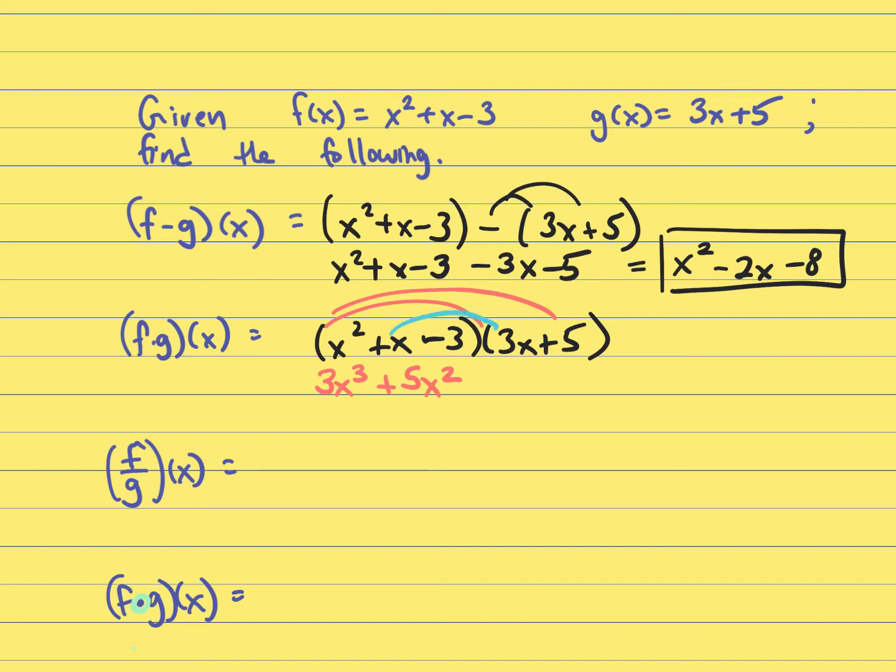And then I'll multiply the x to everything. And so that's going to give me plus 3x squared plus 5x. And then I'm going to multiply the negative 3 to everything. That's going to give me negative 9x and minus 15. And so now the idea is we'll combine like terms, which would be these two and these two. So my final answer will be 3x to the third plus 8x squared minus 4x minus 15.